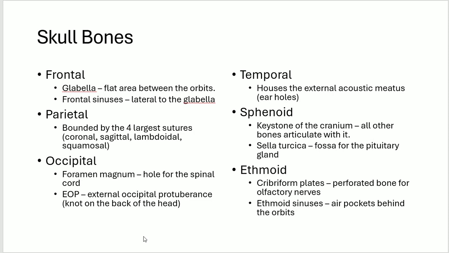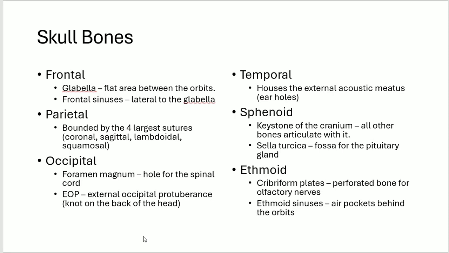Skull bones. All right, so the frontal bone, what I want you to know to label is the glabella, which is the flat part between the eyebrows. So flat area between the orbits. And then it also houses the frontal sinuses, which are lateral to the glabella, beneath the eyebrows. So frontal bone, glabella, frontal sinuses.